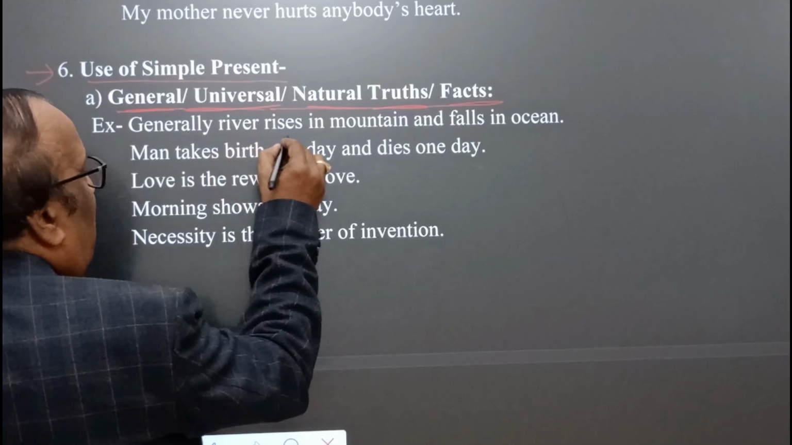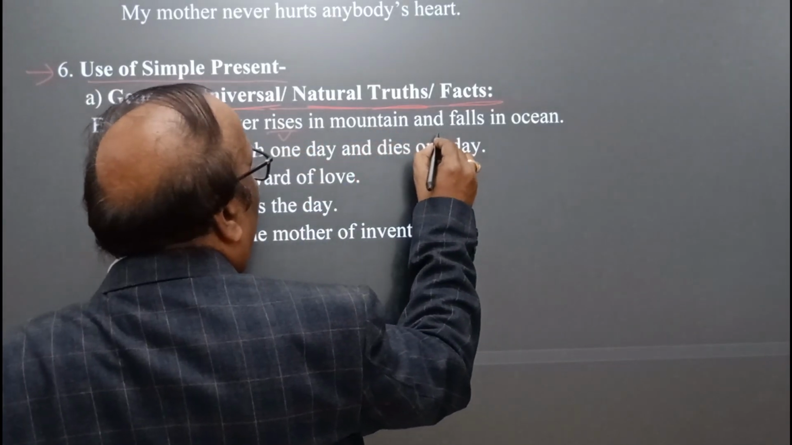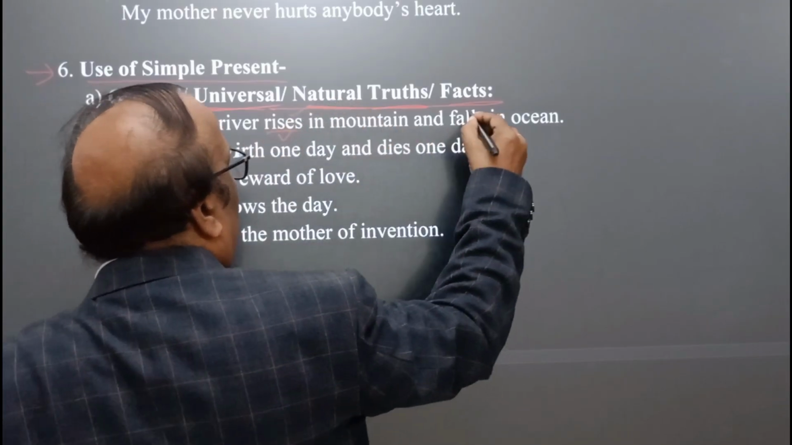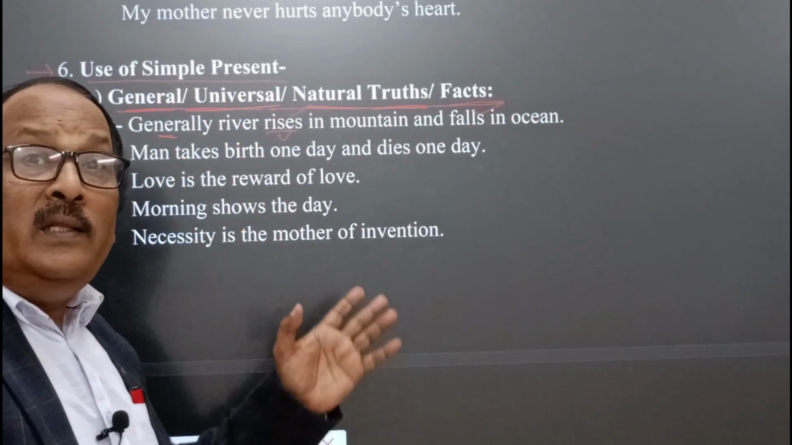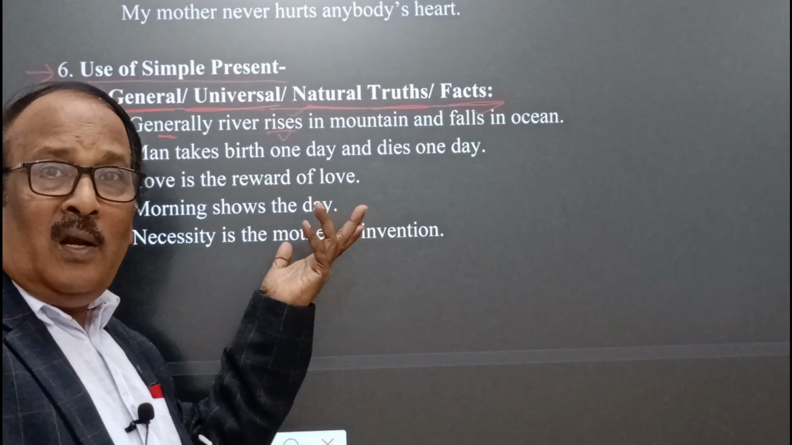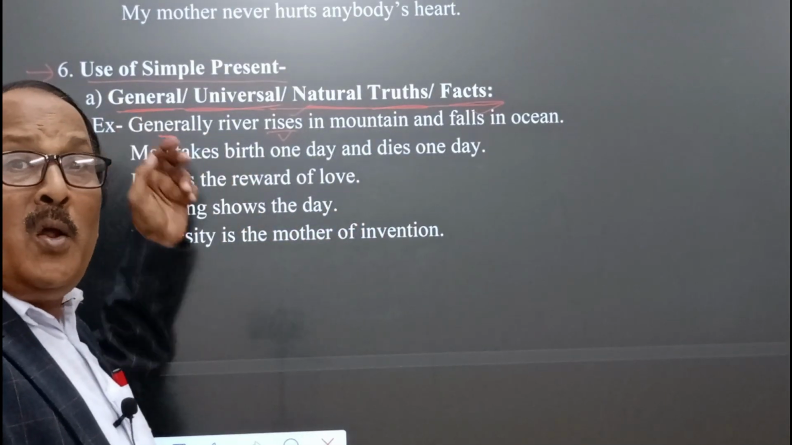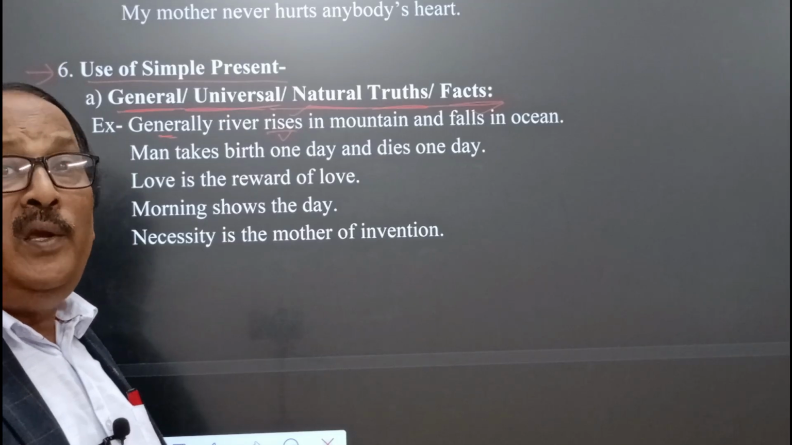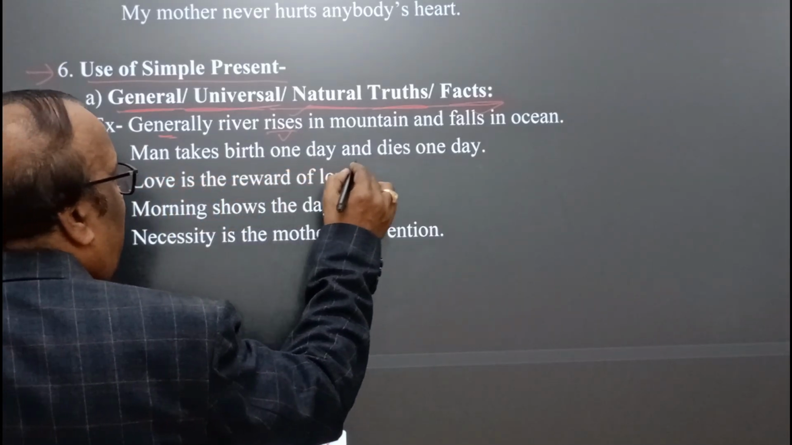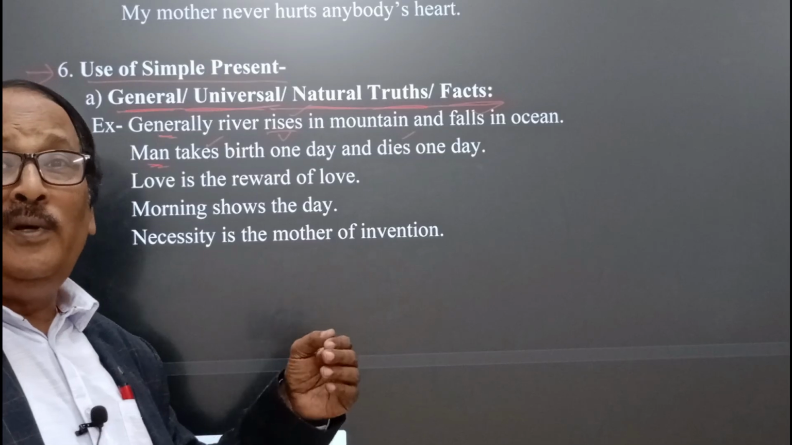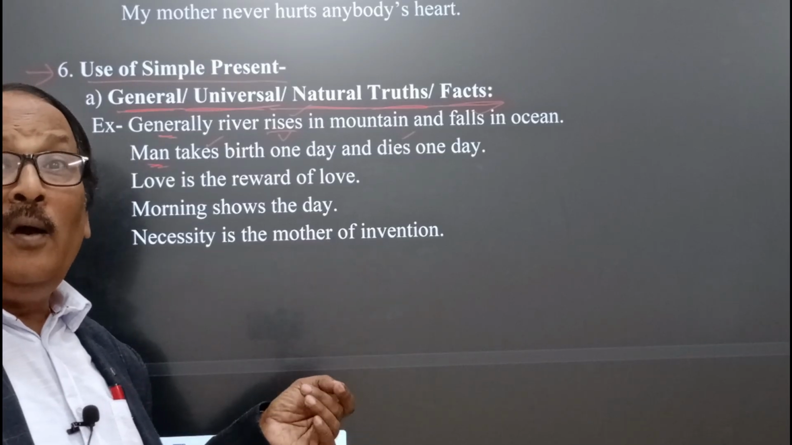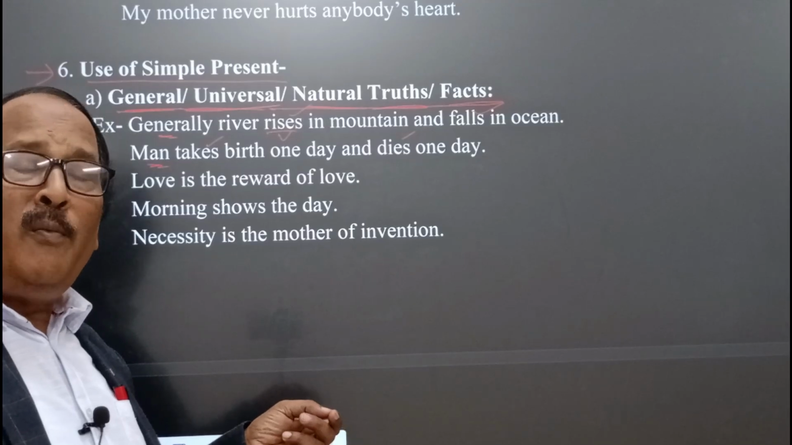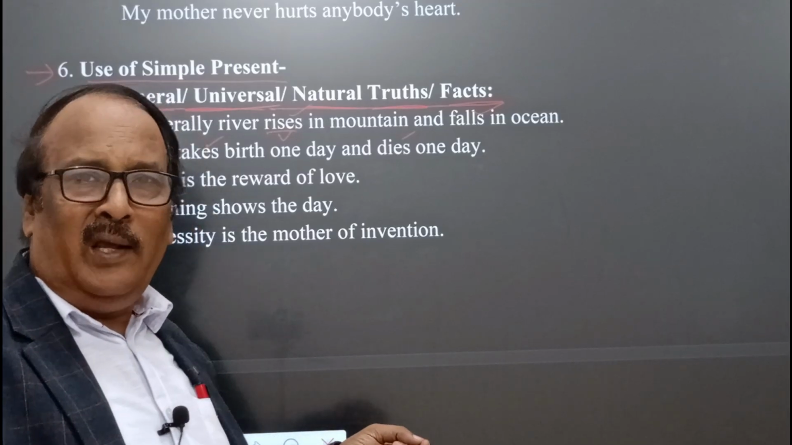Generally, a river rises in a mountain and falls in an ocean. As river is singular, it takes rises and falls. This is a very natural or universal or general idea. This is the nature of a river. Man takes birth one day and dies one day. This is also based on a natural or universal matter. No man is immortal. We have to leave this world one day.